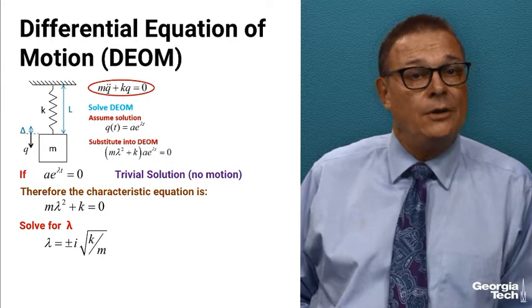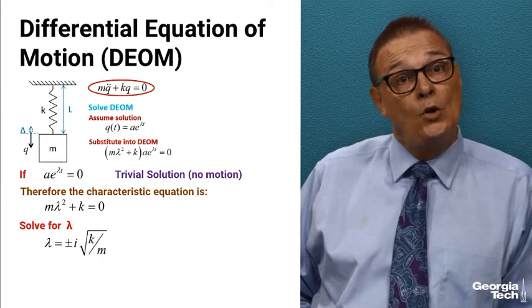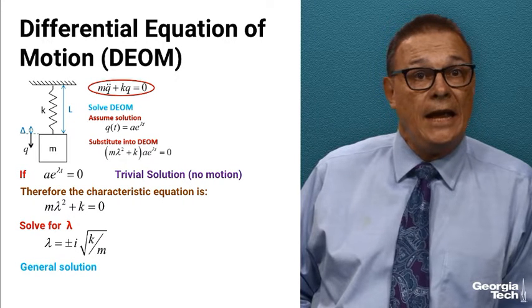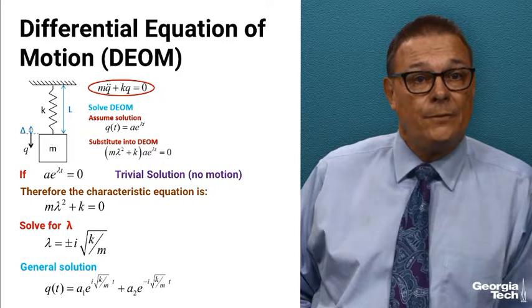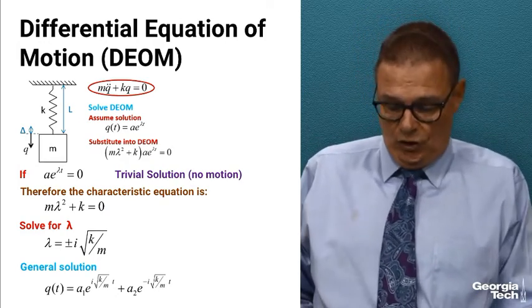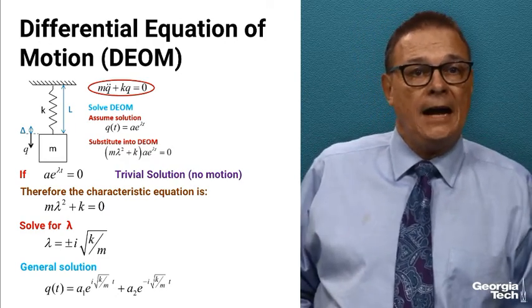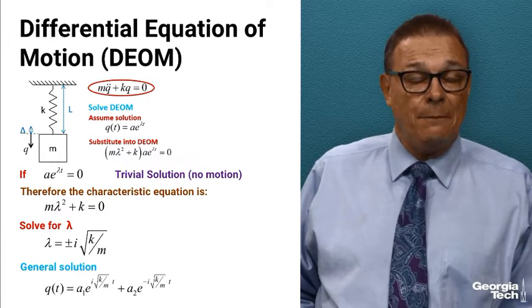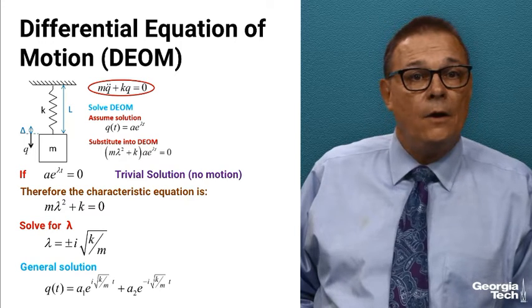So those are my lambdas. Now I can substitute those back into the assumed solution, Q(t) equals A e to the lambda t. And there is my general solution. I've got my undetermined coefficients, A1 e to the i square root of k over m t, plus A2 e to the minus i square root of k over m t.